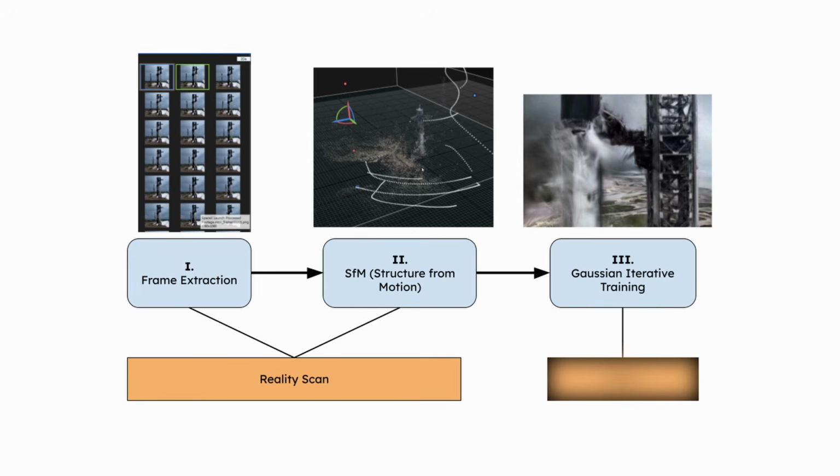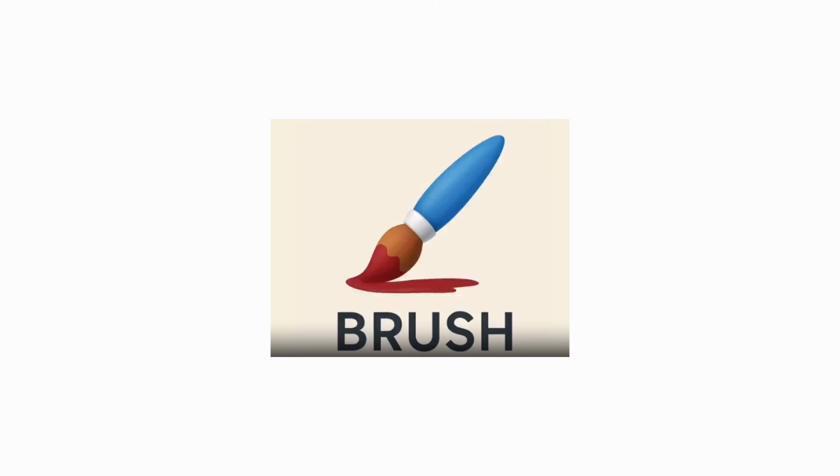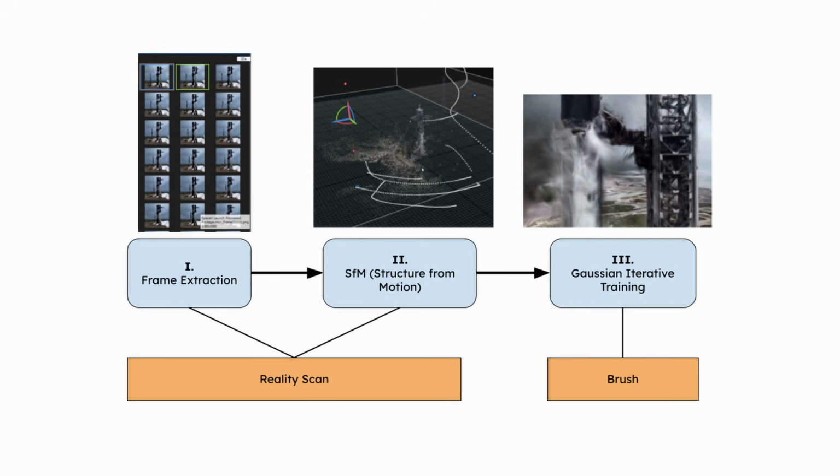The third step is Gaussian training. Gaussian training takes the structure from motion files from Reality Scan and trains the individual 3D point cloud into a 3D reconstruction, almost like a model that you can navigate around from any angle. This third step will be done using a free open source software called Brush, which is available on GitHub. All of these links to these downloads will be linked in the description.